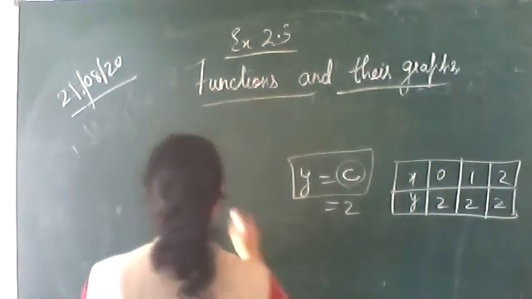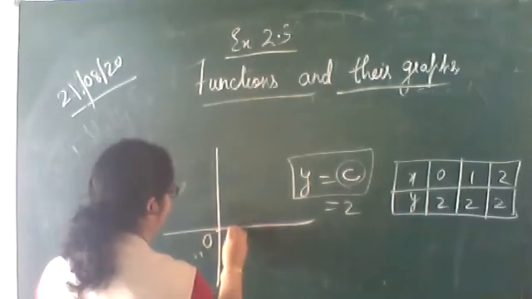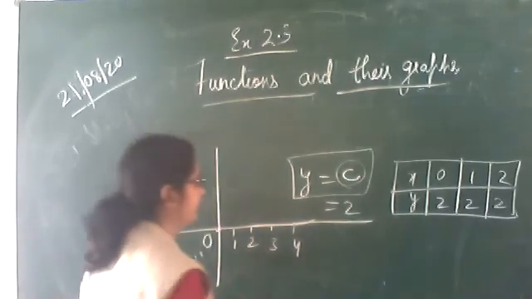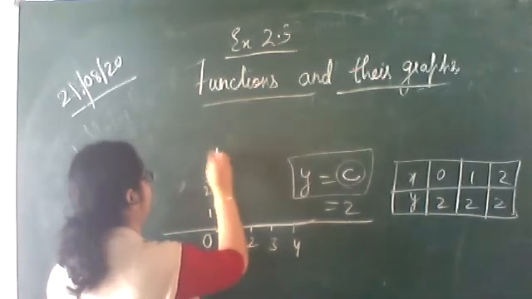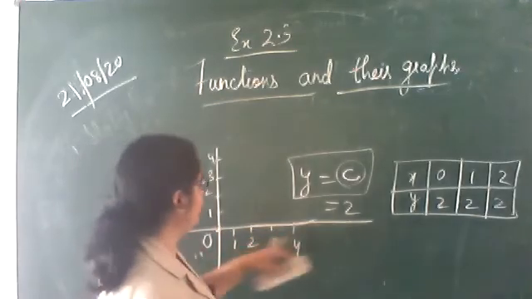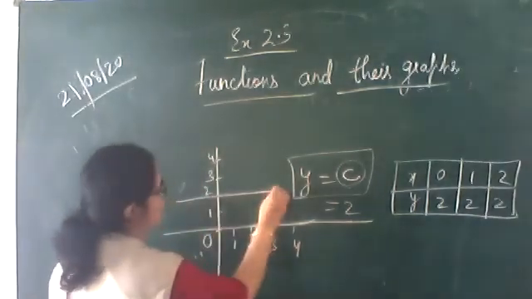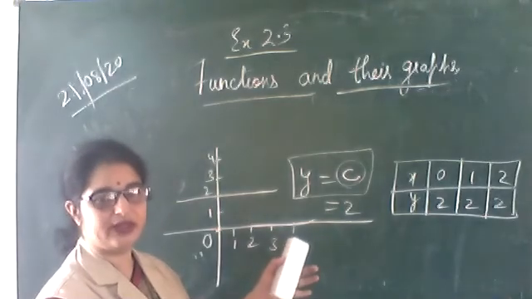So the graph will be, sorry, my mistake. Just see 0, 1, 2, 3, 4. Clear? Now your values of y will be 1, 2, 3, 4. Just see, y = 2. y = 2 means y will always be 2. This will be your graph. The graph which we have drawn earlier was x = 2 instead of y = 2.